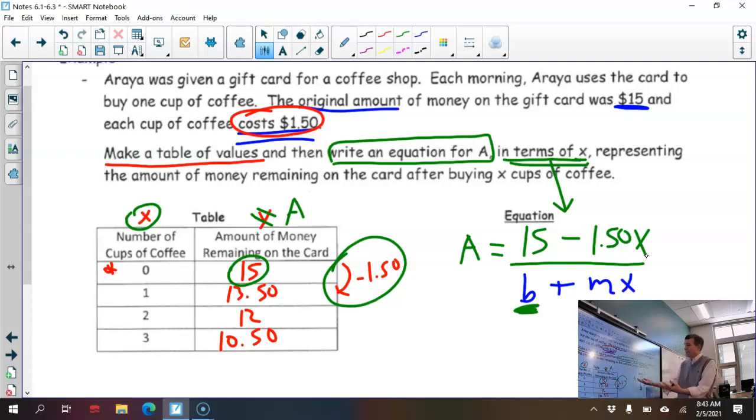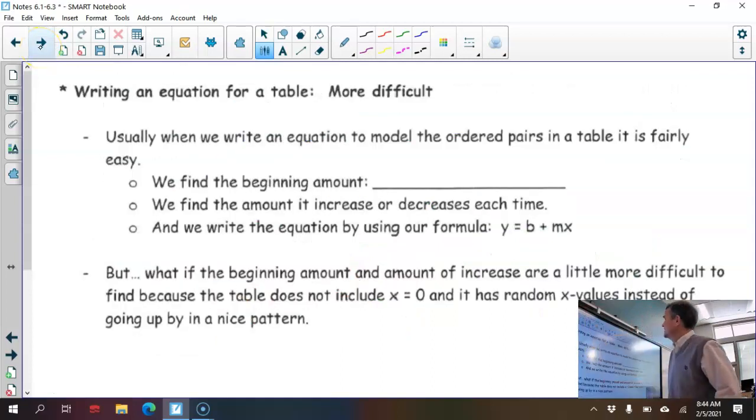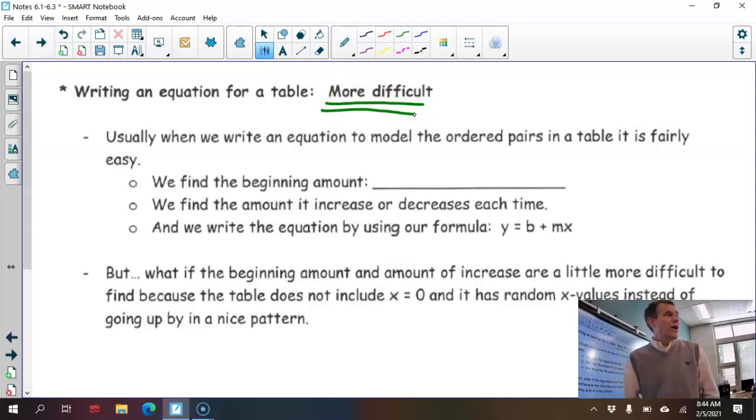All right, once you make the table, you guys already know how to write the equation, right? Use the beginning amount and the amount it goes up or down each time. All right, so that's the first thing on your homework. The second thing, we are going to write equations for a table, but they are going to be more difficult. So you're going to want to watch this example closely.